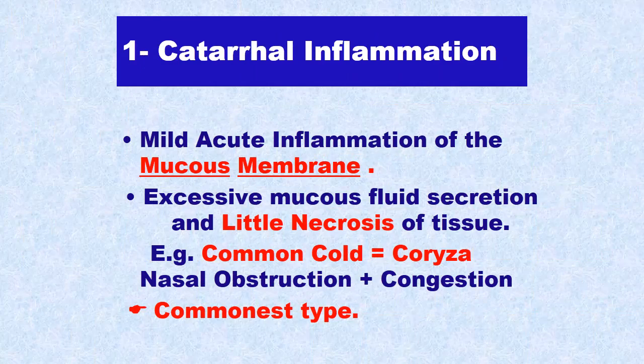We start with first Catarrhal inflammation. Catarrhal inflammation is a mild acute inflammation of the mucous membrane, in which there is excessive mucus fluid secretion and little necrosis of the tissue. Example, as in the common cold or coryza, in which there is nasal obstruction due to the congestion of the nasal mucosa. Catarrhal inflammation is the commonest type of acute inflammation.